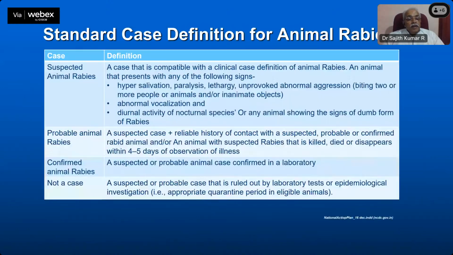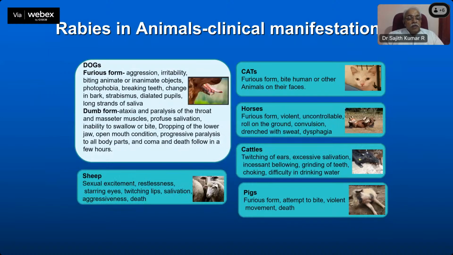Going on to the next slide, we can have a quick look at what is happening about rabies in animals. As we all know, in animals, there are different types of manifestations, and these are the case definitions for suspected, probable, and confirmed cases of animals. And please look at the last one, which actually tells you that a suspected or probable case that is ruled out by laboratory tests or epidemiological investigation, in which comes the appropriate quarantine period in eligible animals. This quarantine period is usually depicted as a period of 10 days from the date of bite, during which time the animal must be observed carefully for any abnormal behavior. And if the animal is alive on the 10th day, we can actually say that this animal bite at that stage has not transmitted the virus to the human being. So these are the cases which are referred to as in the table as not a case. That means the appropriate quarantine period is over.